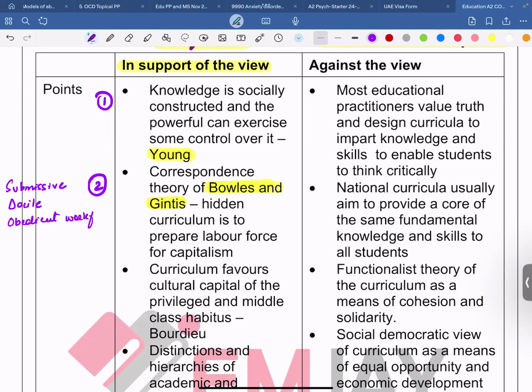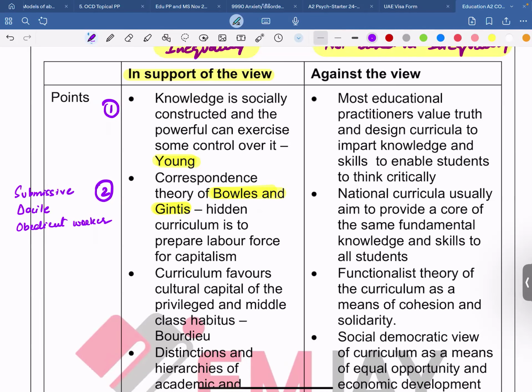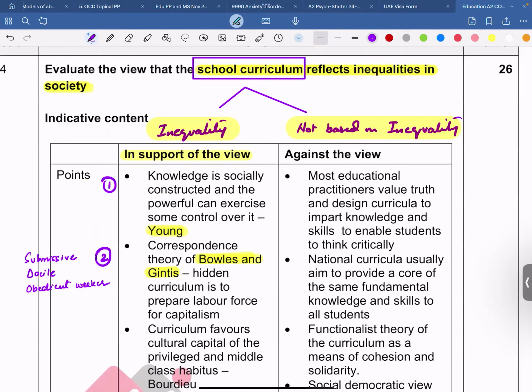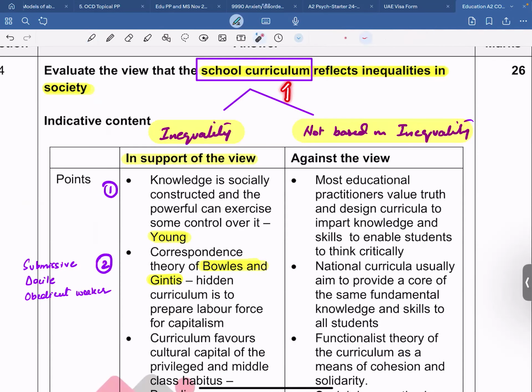The education system expects students to be subservient. The education system expects students to show submissiveness towards authority. Now, if the education system is through the curriculum, school curriculum over here does not at all mean we're talking about academic curriculum. This also could mean the hidden curriculum. So Bowles and Gintis, through the correspondence theory, claim that the hidden curriculum is to prepare labor force for capitalism.